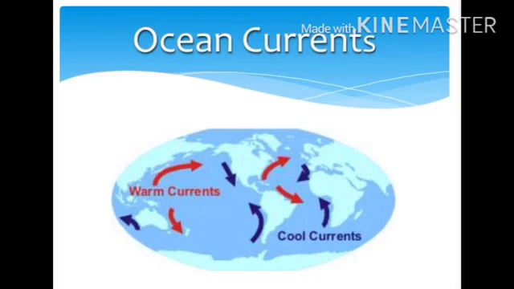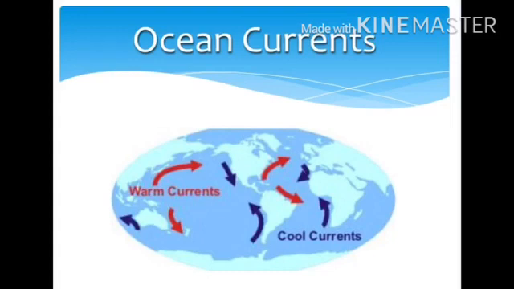See, one more application of convection current is ocean current. The ocean water near the equator gets heated up by the sun rays. As a result, the ocean water in the equatorial region becomes hotter and lighter. The ocean water in the polar region is cooler and therefore denser.